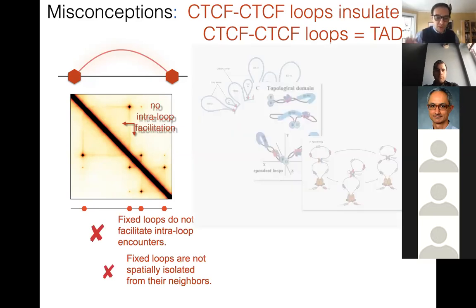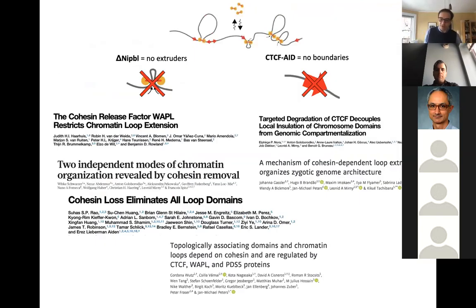So I will stop for questions maybe after the next slide. So what evidence do we have for this mechanism actually operating? The strongest evidence comes from depletion experiments. And in these depletion experiments, it's either cohesin being depleted, or CTCF being depleted, or both.